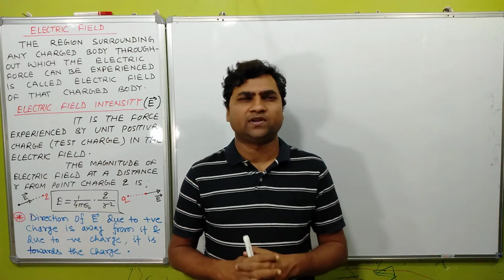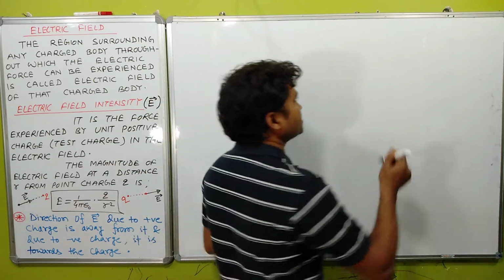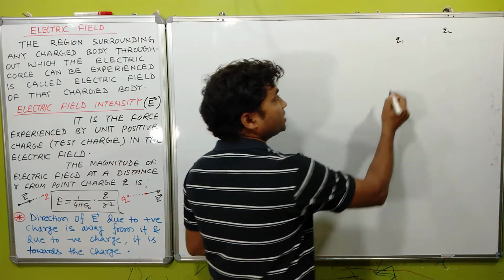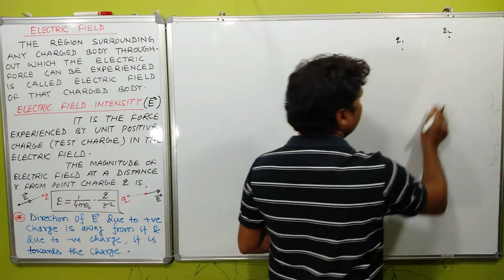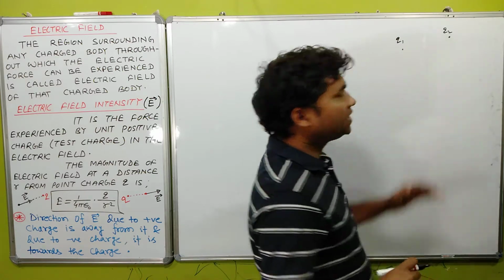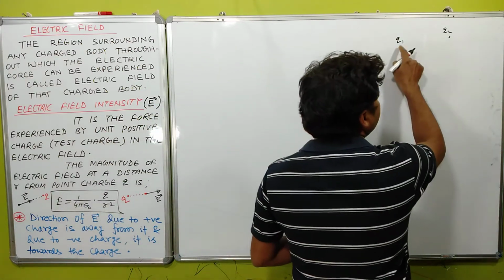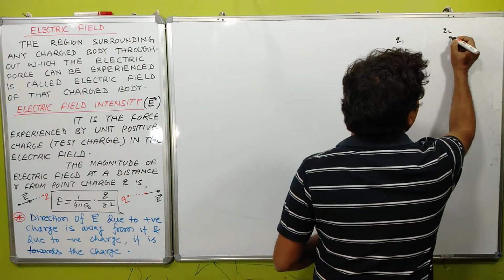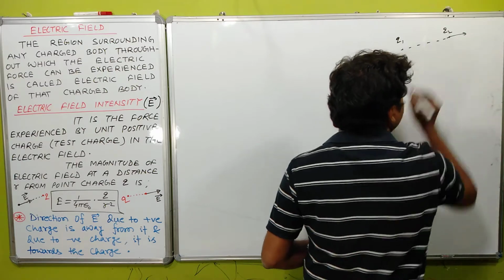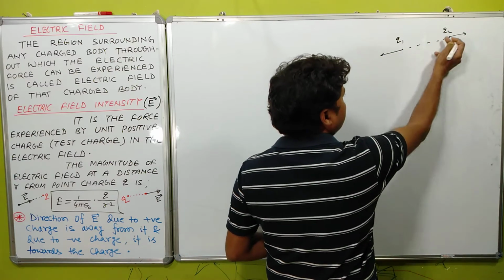What is electric field? Student, we know that if there are two charges, let us suppose q1 and q2, then from Coulomb's law we know that the two charges will exert a force on each other, means this charge will also exert a force on this q2 in this direction along the line joining the two charges, and this q2 will also exert a force on q1 along this direction.